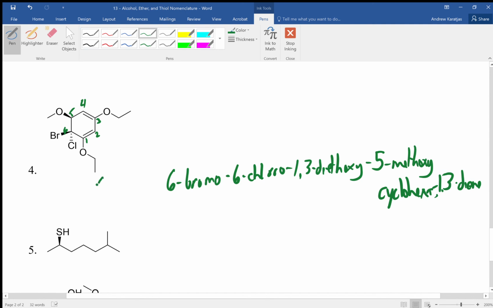Now we're going to need R and S for carbons 5 and 6, but we don't need to do E and Z here. And the reason is because these alkenes are in a ring. And when you're working with a ring this small, basically anything under 8 carbons, there's only one possible geometry for the alkenes anyway, so we don't need to indicate it.